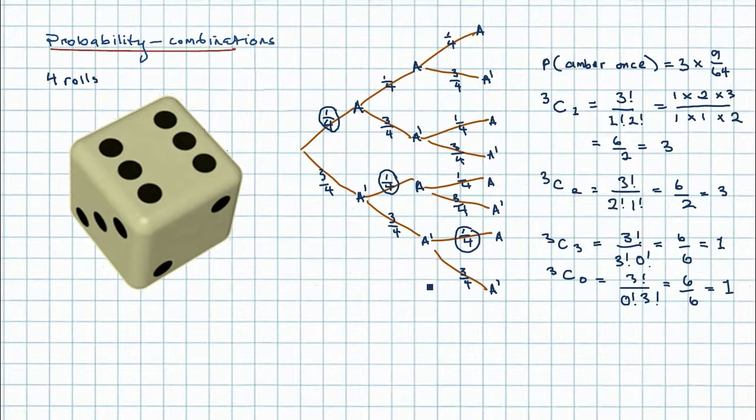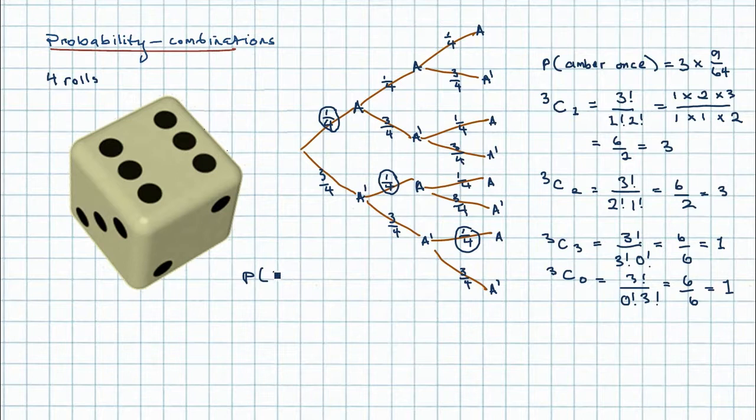Now 4 rolls of the dice would give us a very complicated tree indeed, and we're probably going to miss some of the combinations. So this is an example where using the choose function, finding out how many ways there are of going through the probability tree, is a very good idea.